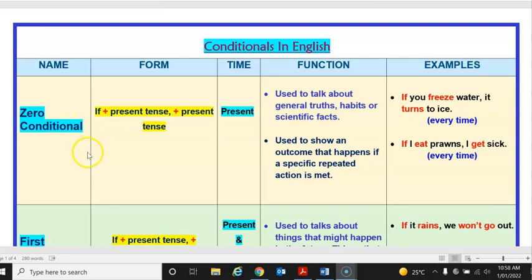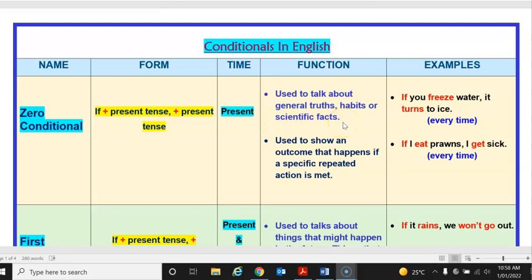Now the zero conditional is used to talk about things that are always true. Let's have a look at the form. So if we want to create this conditional, we use if plus present tense, comma, and then present tense. We use this zero conditional in the present time, and we use it when we want to talk about general truths, habits, or scientific facts.